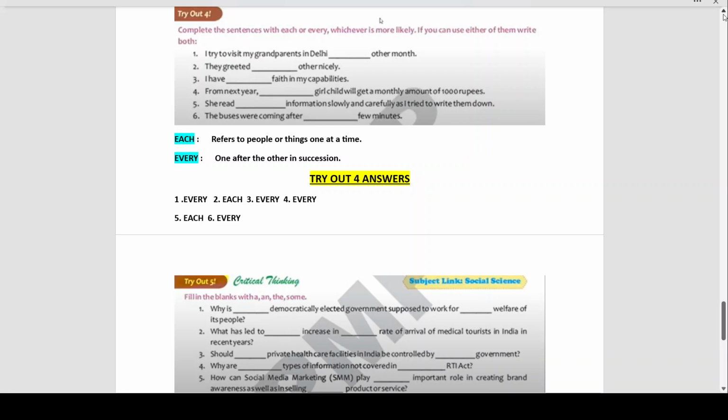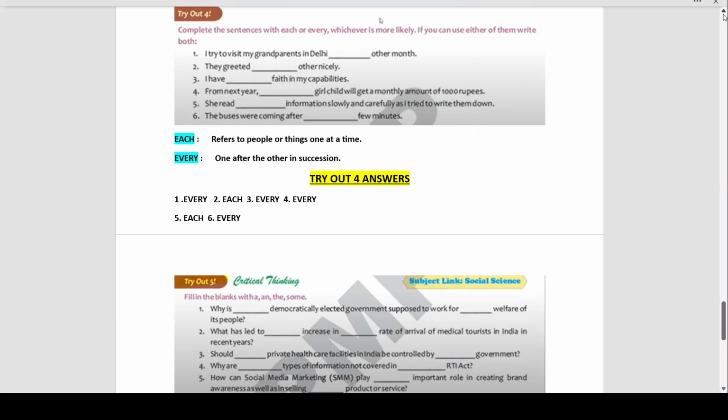They greeted each other nicely. Now, we are referring to people or things one at a time over here. They greeted each other nicely. Number three, I have faith in my capabilities. There will actually be no determiner over here, but you can use I have every faith in my capabilities. Next, number four, from next year, every girl child will get a monthly amount of 1,000 rupees. Now, from next year, that means in succession, every girl child will get a monthly amount of 1,000 rupees from next year onwards.